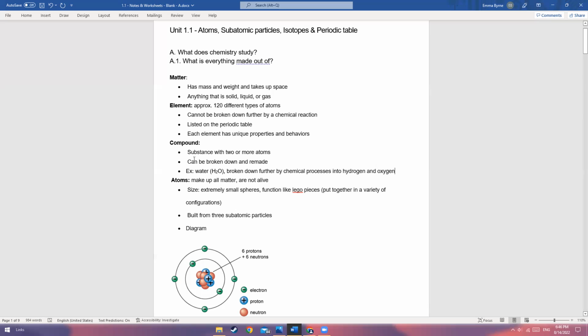So that is an overview, and there's several different types of compounds that we'll talk about later in this class, but starting out with water is a good example just because we're all familiar with it. But that is an overview of atoms, subatomic particles. In our next lecture recording, we will talk about isotopes and further about the periodic table.